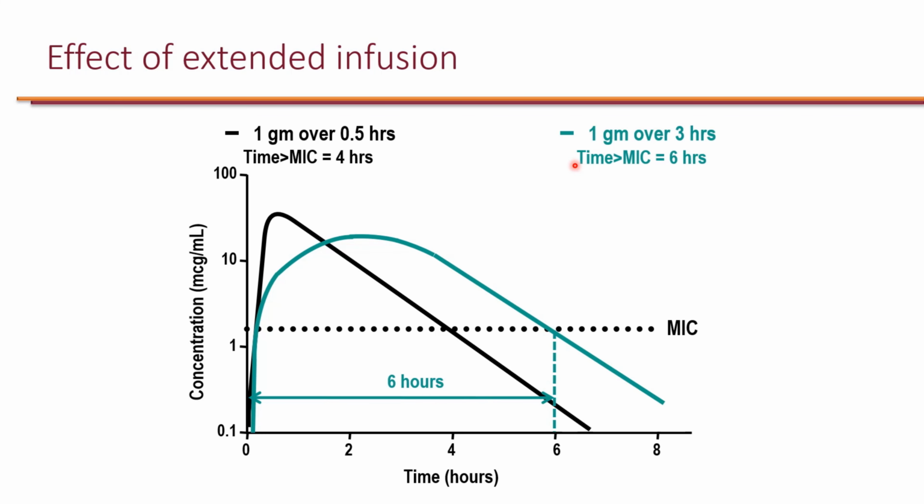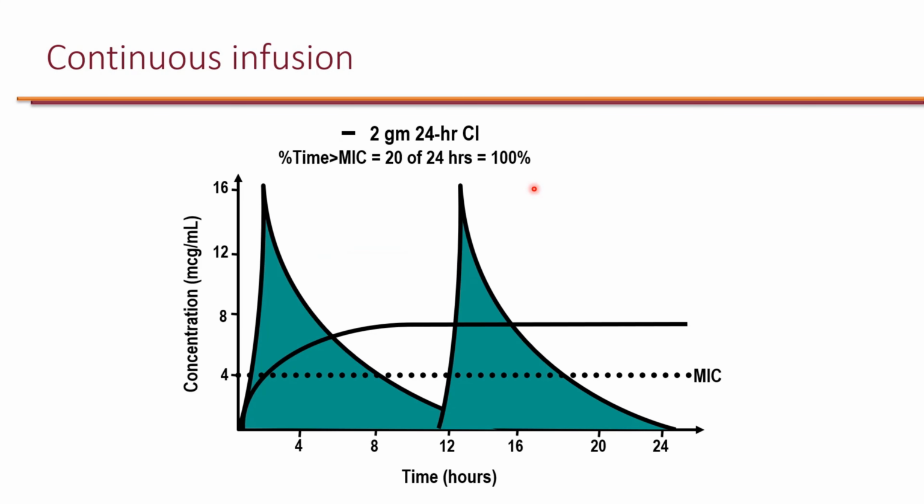And ultimately, we can do continuous infusion. So basically, the entire daily dose can be infused over 24 hours. And what happens is that once the concentration goes above MIC, because we never stop the infusion, it continues to stay above MIC, and that's how we get time above MIC of 100% of the dosing interval.